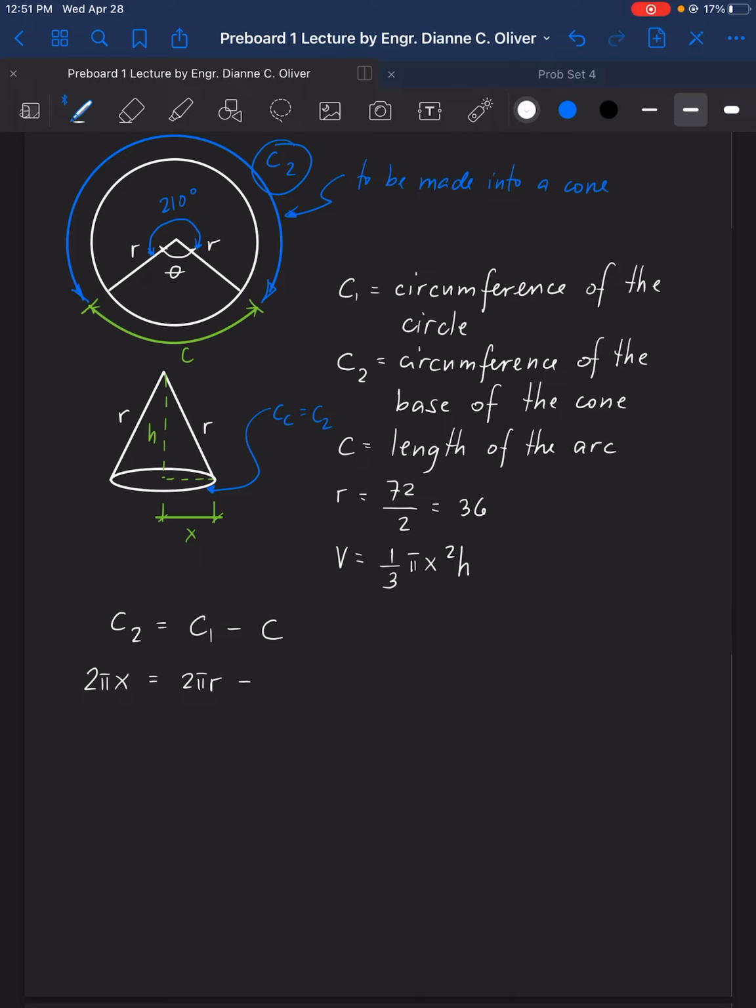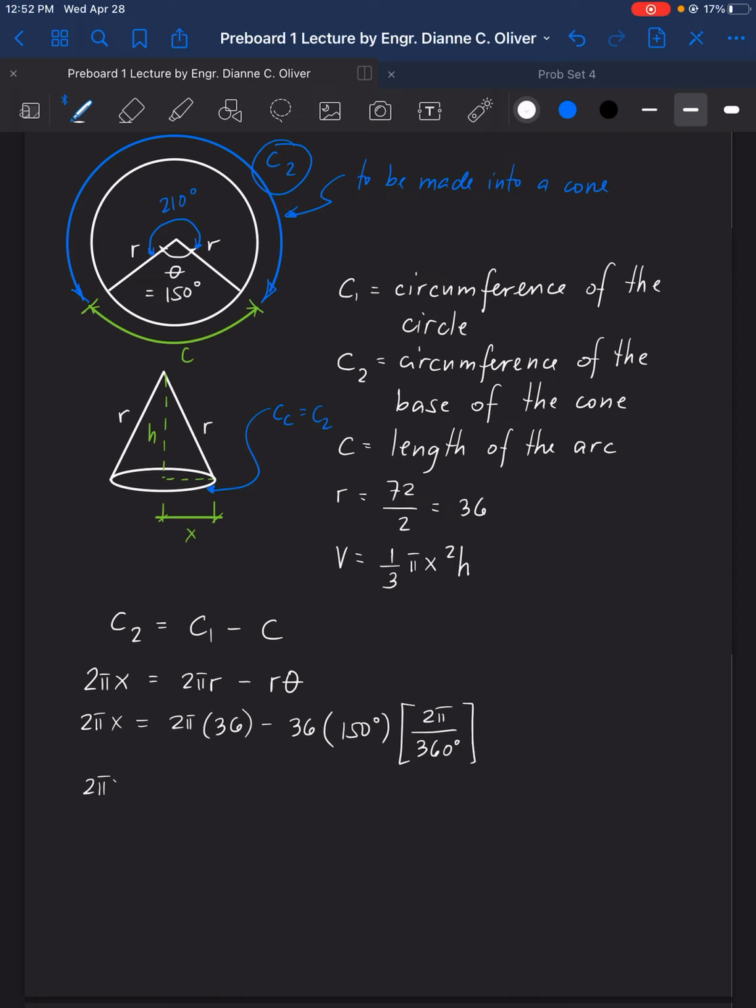Minus, how about the length of an arc? That is r theta. So, r theta. That is 2 pi x equals 2 pi r. Radius here is 36, minus radius of 36. And then, what is the theta here? Theta is 360 degrees minus 210. So, that is 150 degrees. Convert that into radian. So, multiply with 2 pi divided by 360 degrees.